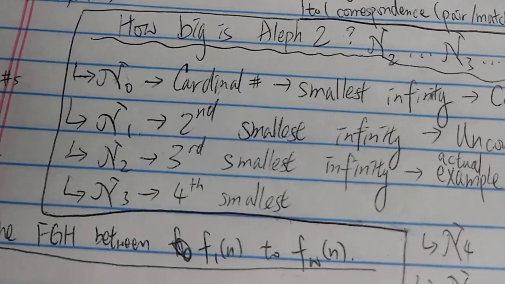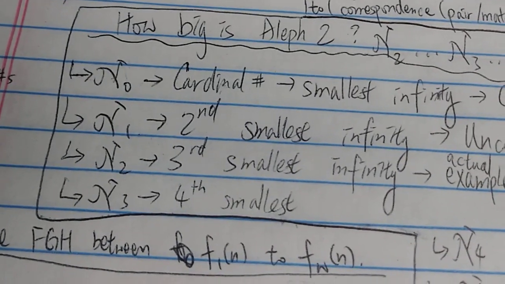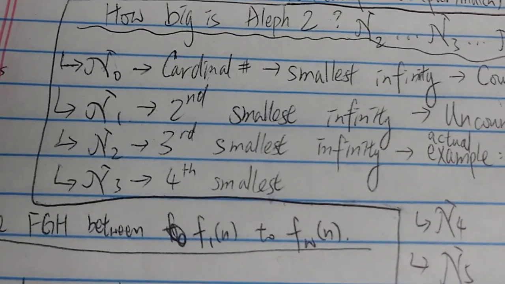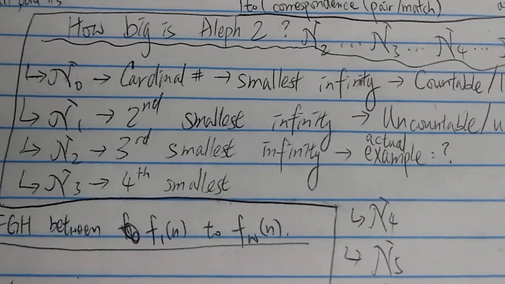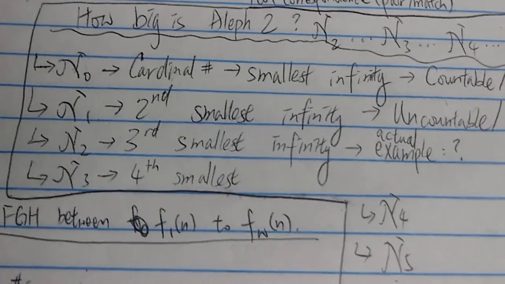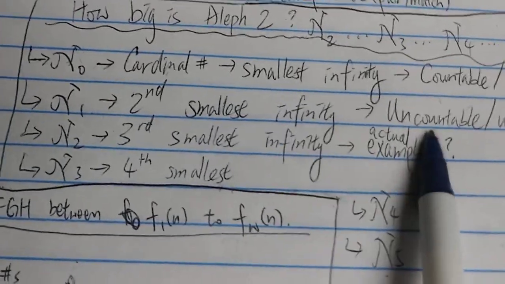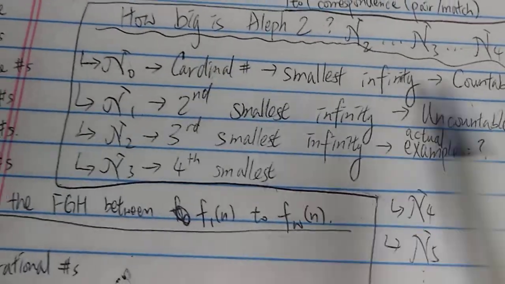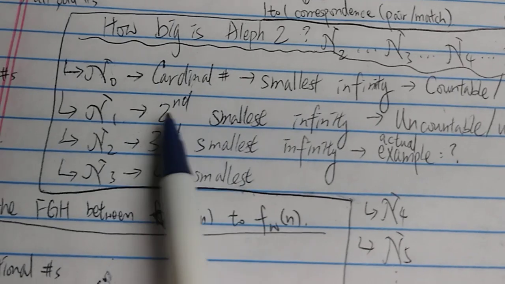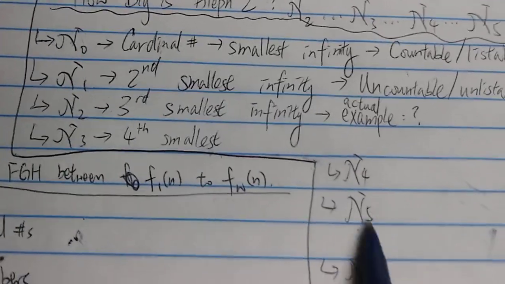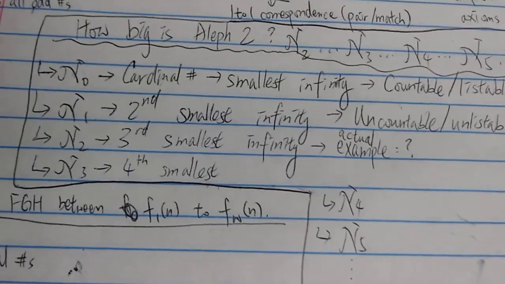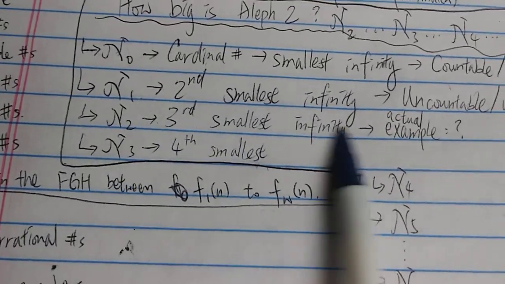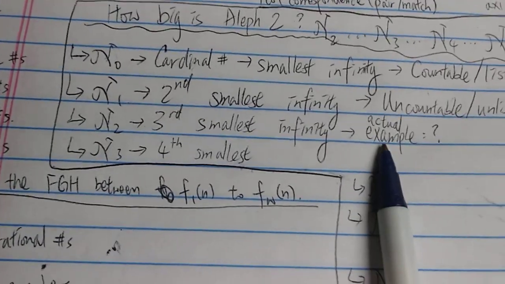Even if you add aleph-null together an infinite number of times, it would still be aleph-null, because countable plus countable, no matter how many times you add it, is still countable. In order to reach uncountable, you need something that is uncountable. But again, aleph-2, aleph-3, and so on are all uncountable. Basically, aleph-1 and above is all uncountable, unlistable. But this is something more abstract. There's actually no example of that.